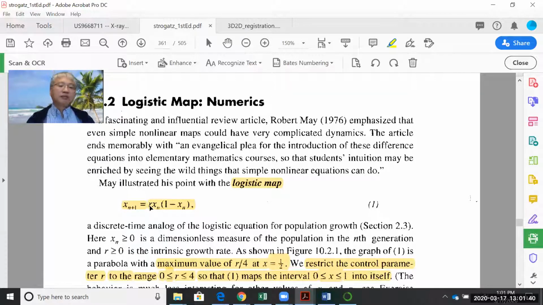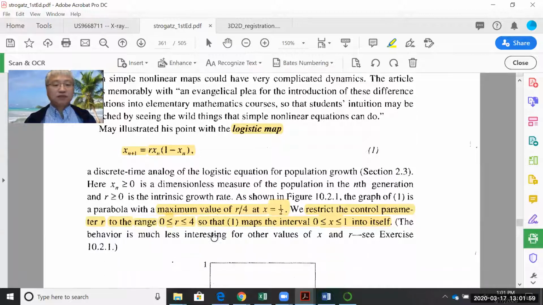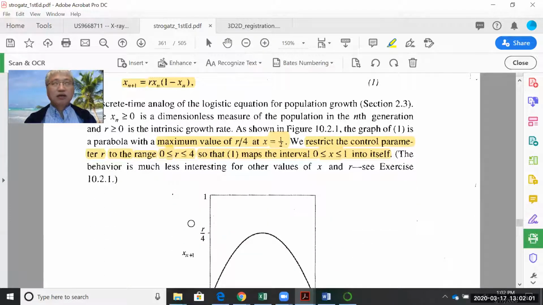So r is a parameter, and if we solve for the fixed point, namely x equal to rx(1 minus x), you find there are two fixed points. One is a trivial fixed point where x equals 0. Another is x equal to 1 minus 1 over r, which I will come back to in a minute.